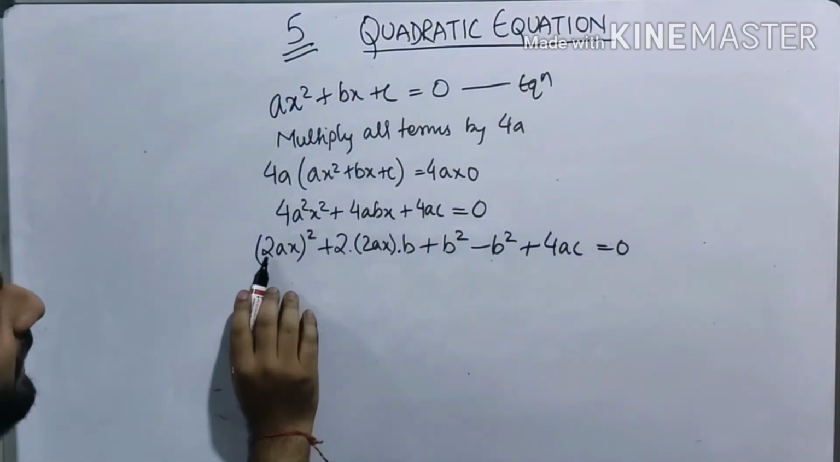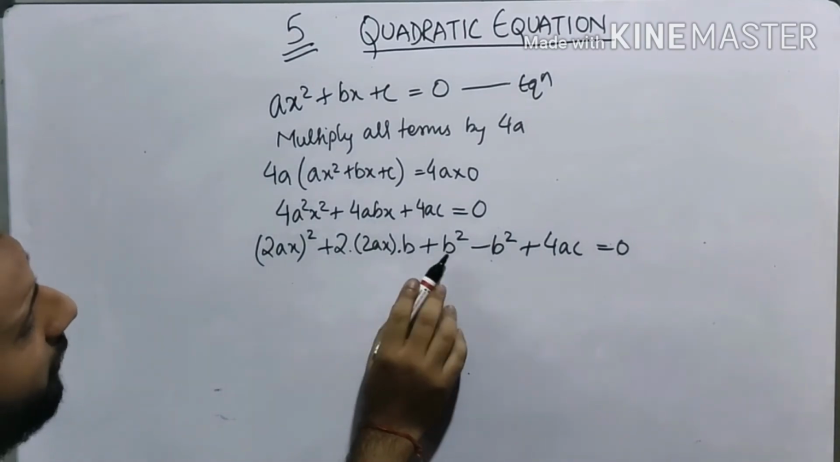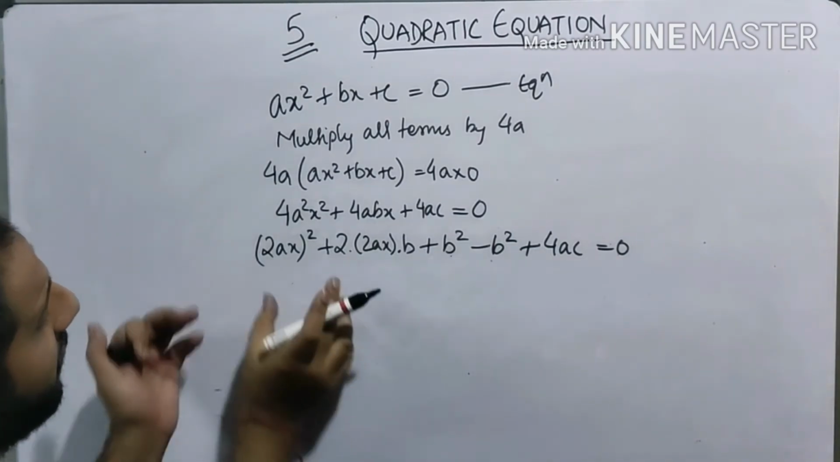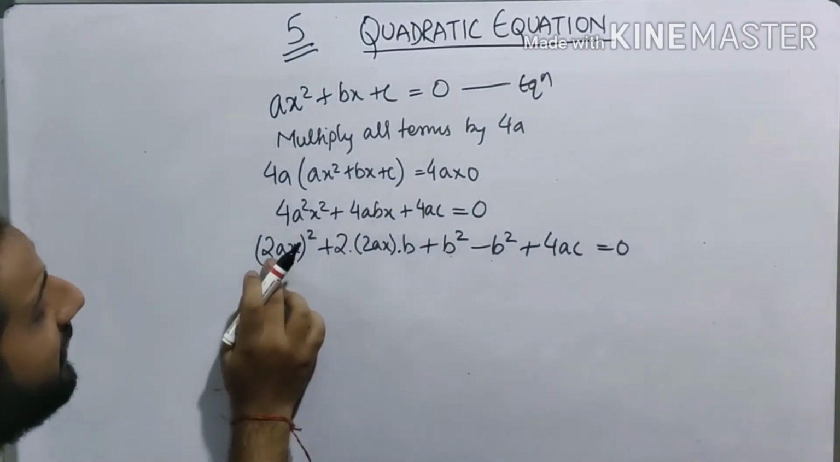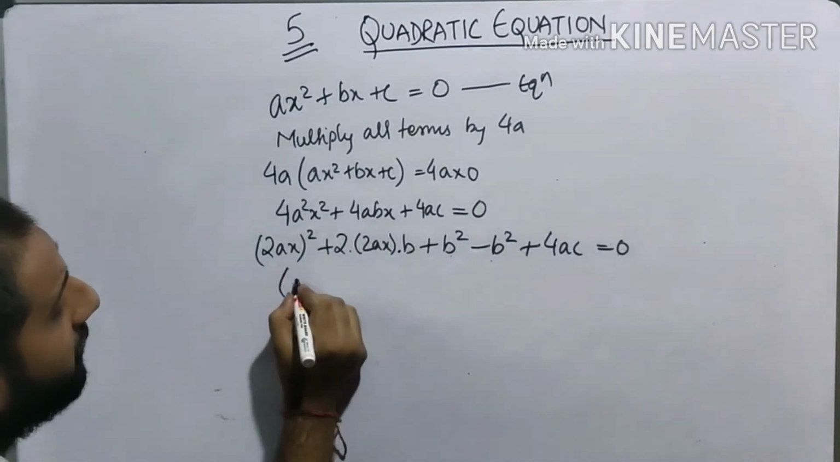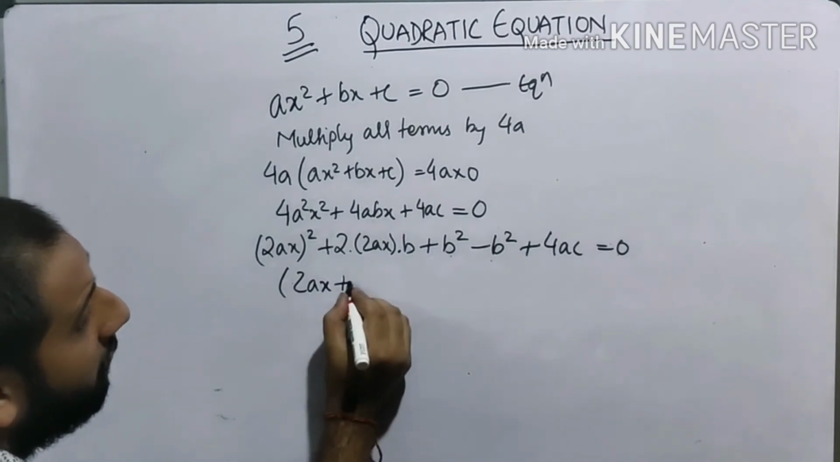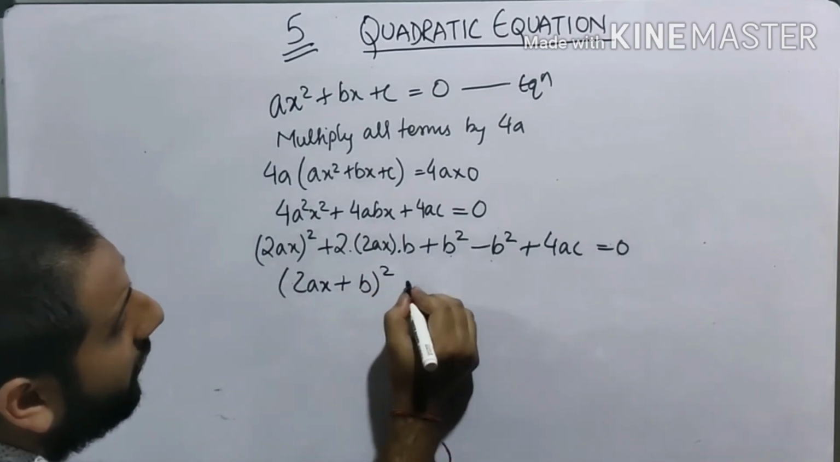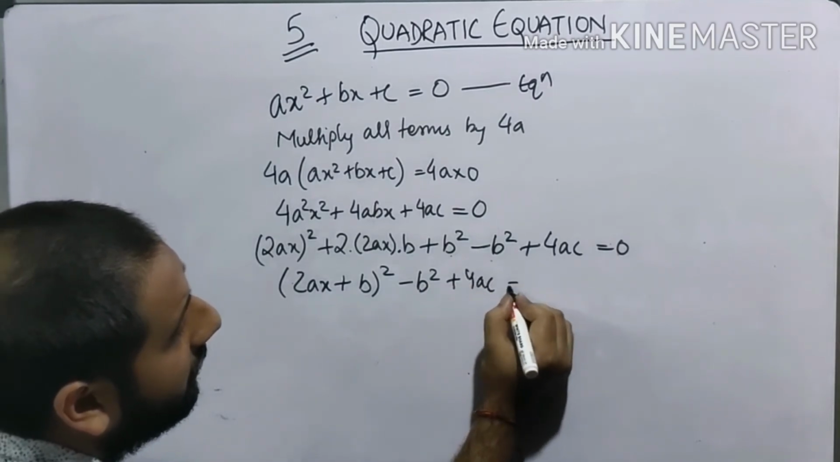Let's see, why did I add this? Why did I break this up? Why did I add b square and write minus b square here? Because I wanted to bring this in a plus b whole square form. So now this is a square plus 2ab plus b square, which is in the form of a plus b whole square. So a here is 2ax, and we get (2ax plus b) whole square minus b square plus 4ac is equal to 0.